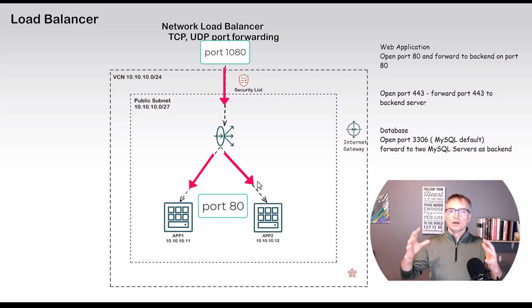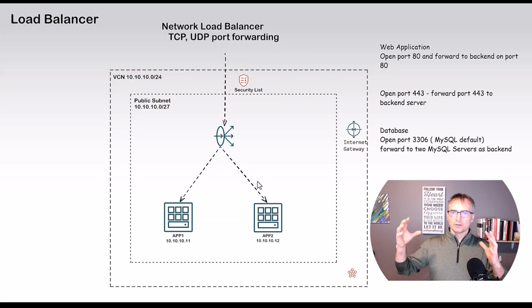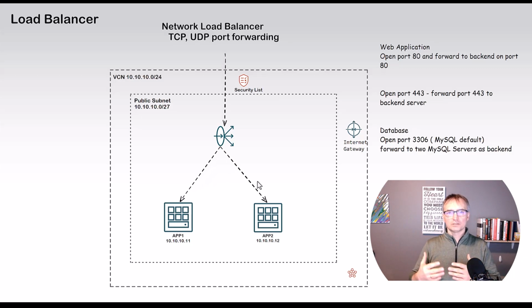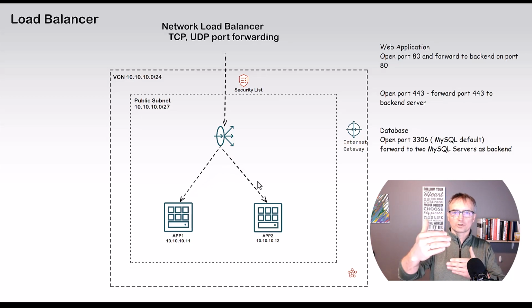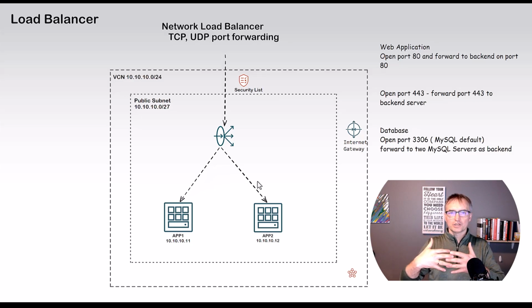The network load balancer allows you to forward ports at the TCP and UDP level. Now what is TCP and what is UDP? In simple terms, TCP does a handshake: if I'm talking to you, you respond to me, I talk to you again, and we exchange the handshake.